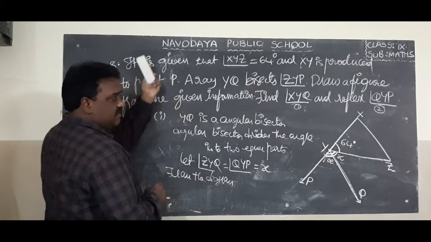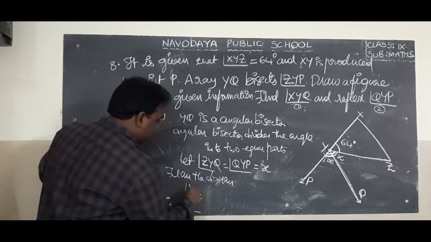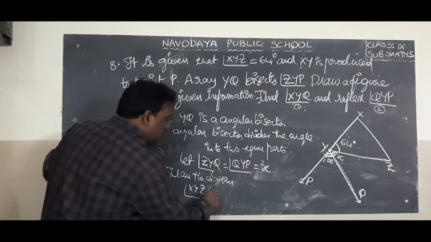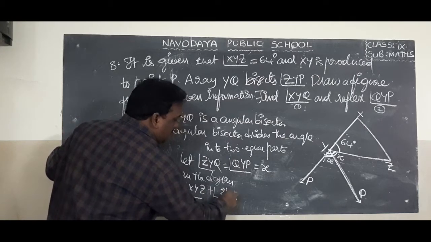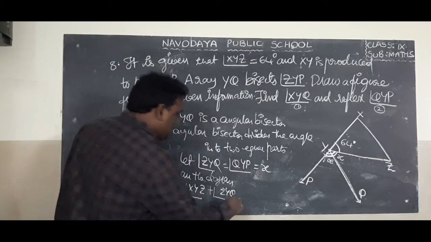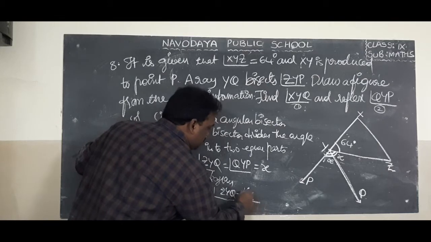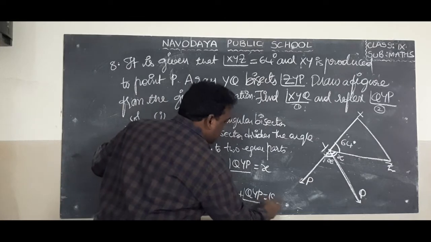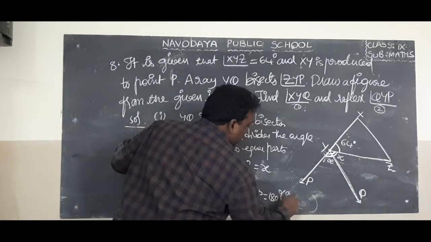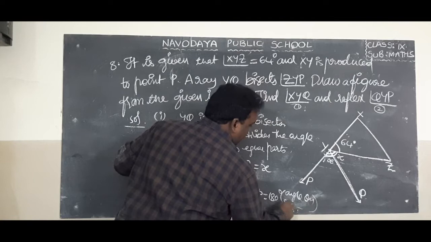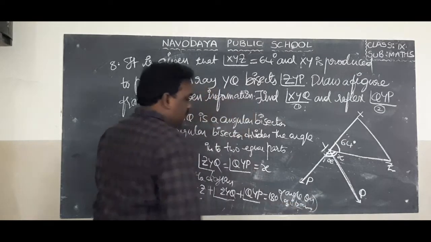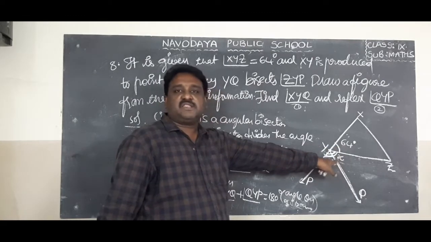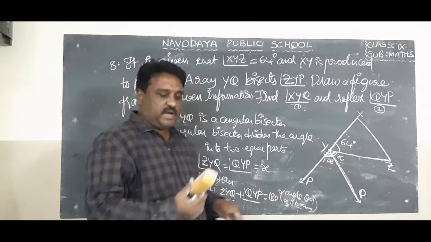what are the angles? First angle, angle XYZ, I am talking about 64. Then plus angle ZYQ, I am talking about x, plus angle QYP, again x, all together 180. Why is it 180? Angle on a straight line. That is the reason. First one 64, second one x, third one x equal to 180.